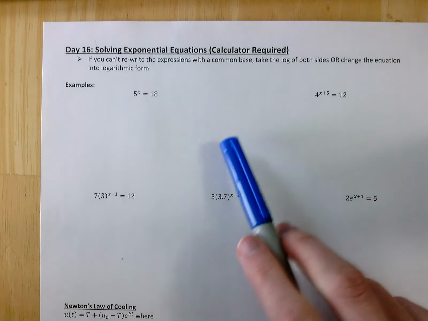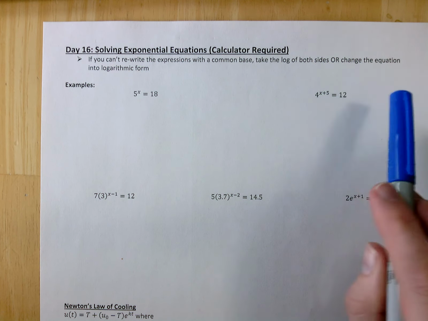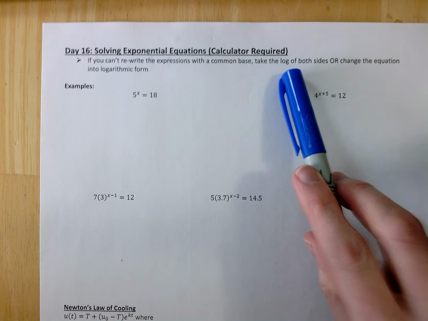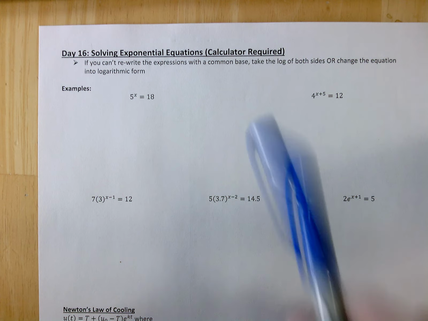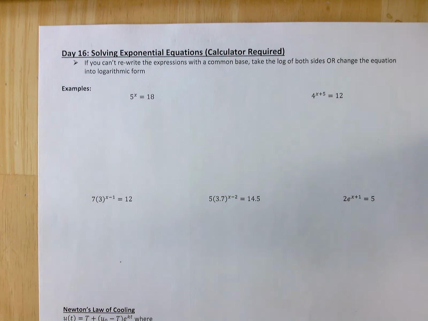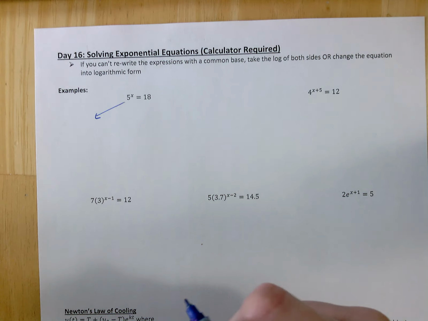If you can't do that, then you have two different options for how you can solve these, and it's really kind of a preference thing. You can either take the log of both sides, or you can change the equation into logarithmic form. Either way, you're going to get to the right answer. So let's take a look at this. Option number one to solve this one, taking the log of both sides.